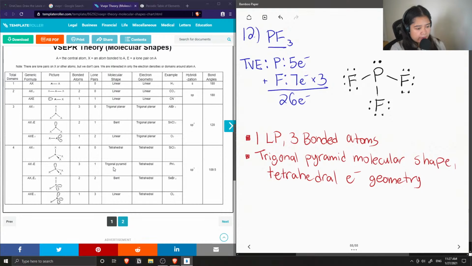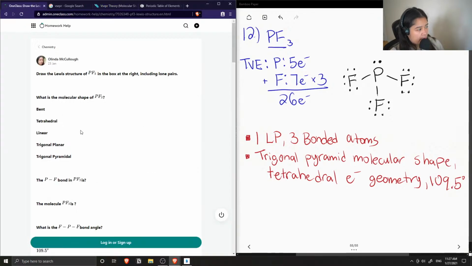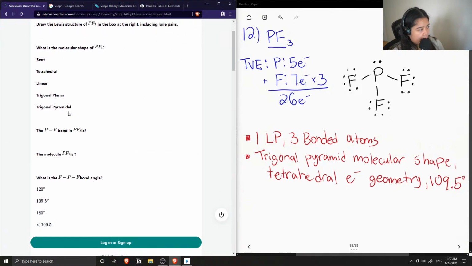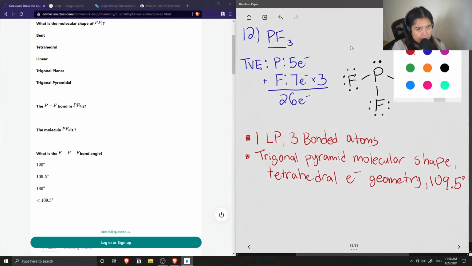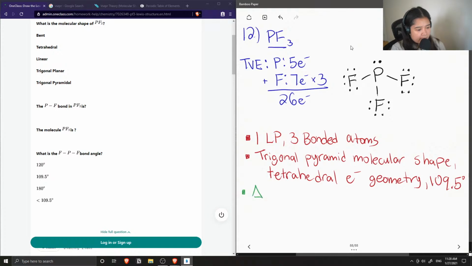And we also found out our bond angles, which were around 109.5 degrees. Okay, so that checks off some of our questions here. So let's find out, I think they want us to find out whether or not the phosphorus and fluorine bond is polar or nonpolar. So to answer that part of the question, we need to calculate the difference in electronegativity between phosphorus and fluorine.